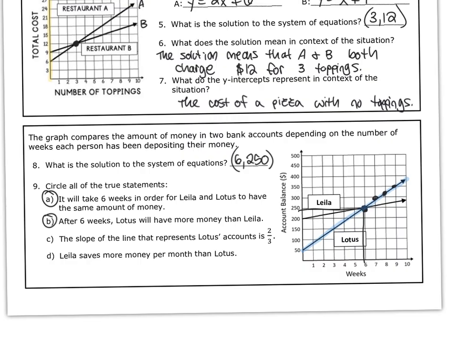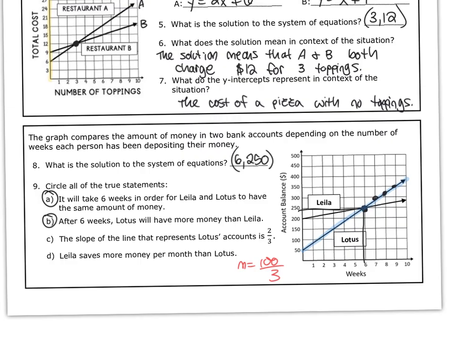The slope of the line that represents Lotus's account is 2/3. So let's see if we can calculate this. We need 2 pretty points. I'm going to choose this one and this one right here. I see that my vertical change here is 100, right? She's gained $100 in this amount of time. And that took her 3 weeks to earn that much money. So it looks like her slope is going to be 100 over 3, not 2 over 3.